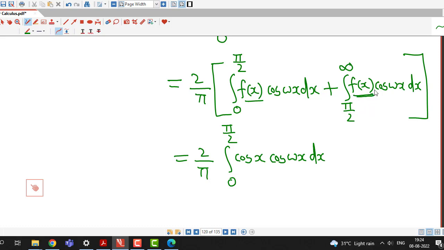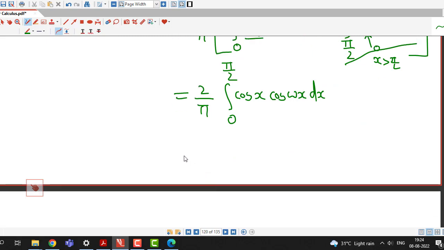And for this interval, x belongs to pi by 2 to infinity. So in this interval the value of x is bigger than pi by 2, and if x is greater than pi by 2, f(x) is 0. Therefore this becomes 0. Now I have to evaluate this integral.